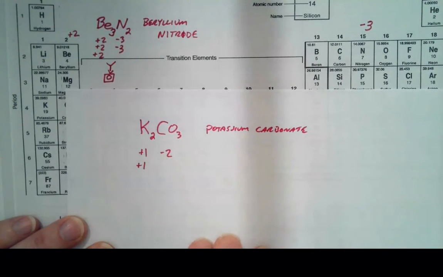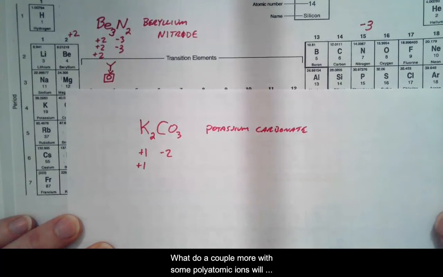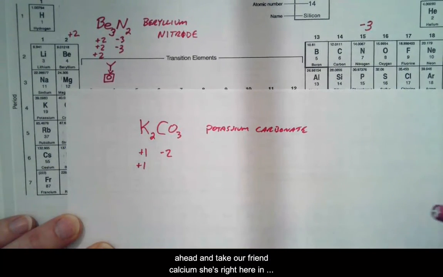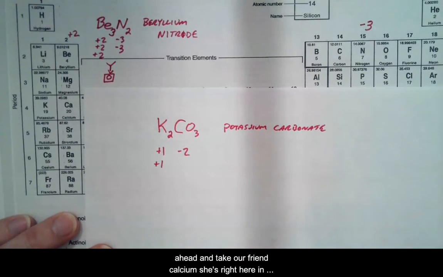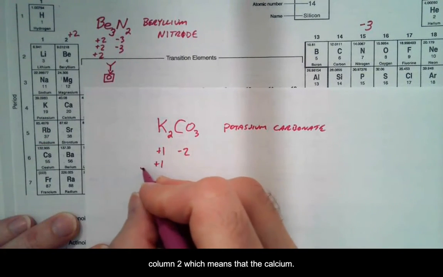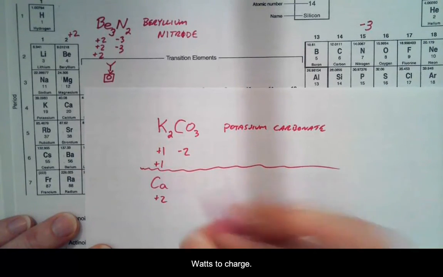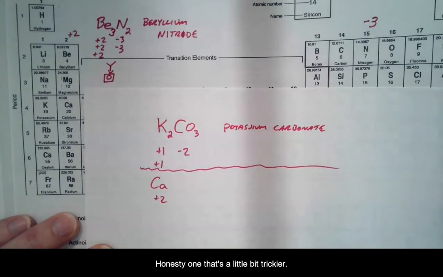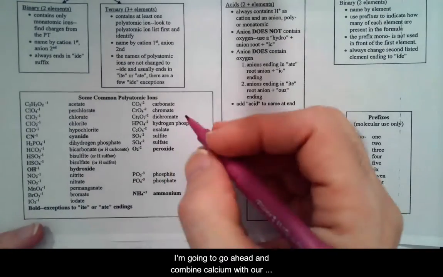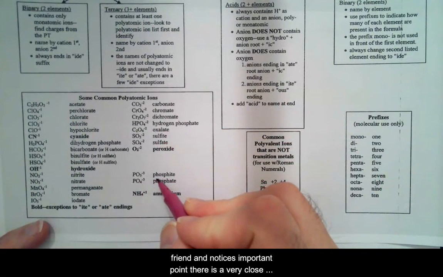And that's it. All right, let's do a couple more with some polyatomic ions. We'll start out with going from formula to name. Let's take our friend calcium, which is right here in column 2, which means that the calcium is going to have a +2 charge. And let's do one that's a little bit trickier, right? I'm going to combine calcium with our friend, and notice this is an important point.